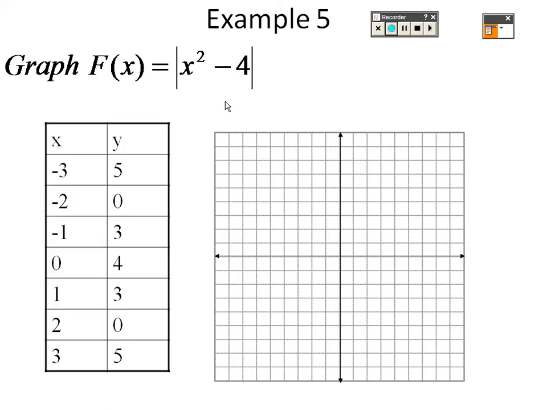So with this one, just plugging in some points for you. Negative 3 will give you 5. Negative 2 will give you 0 if you plug it in. Negative 1 will give you 3. 0 will give you 4, and so on. So I plot those points. Negative 3, 5. Negative 2, 0. Negative 1, 3. 0, 4. 1, 3. 2, 0. 3, 5. And there's what you get.